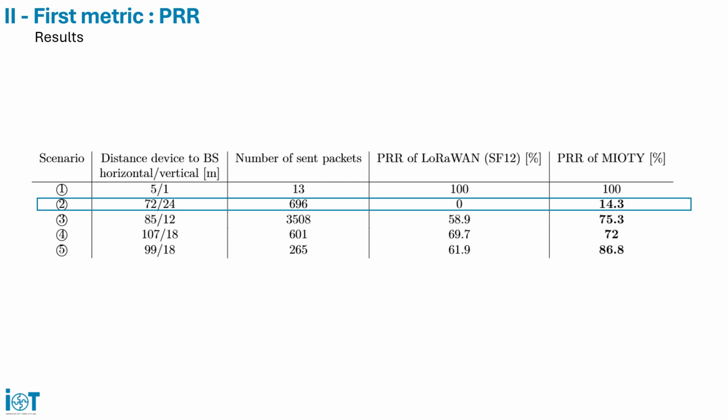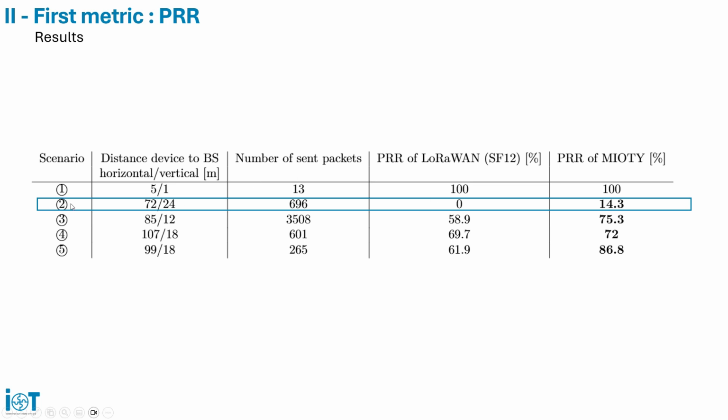Our test scenarios are summarized in this table. We have here scenario columns 1, 2, 3, 4, and 5. We have the distance from the device to the base station, number of sent packets, packet reception rate of LoRaWAN in spreading factor 12, packet reception rate of MIOTY. Scenario 1 is the direct line of sight scenario, so we expect that we are receiving 100% of the packets in the LoRaWAN and MIOTY case.